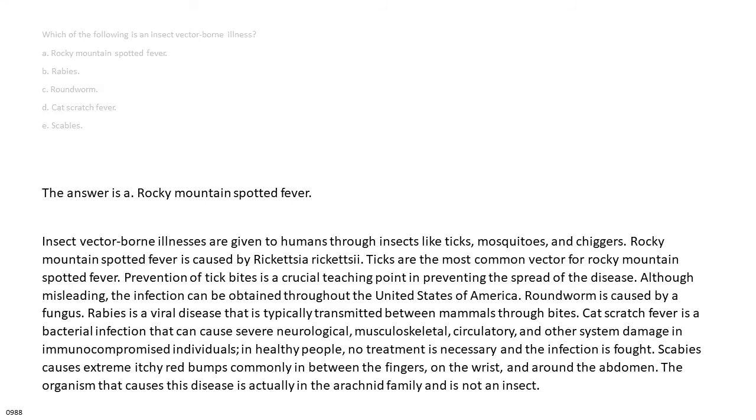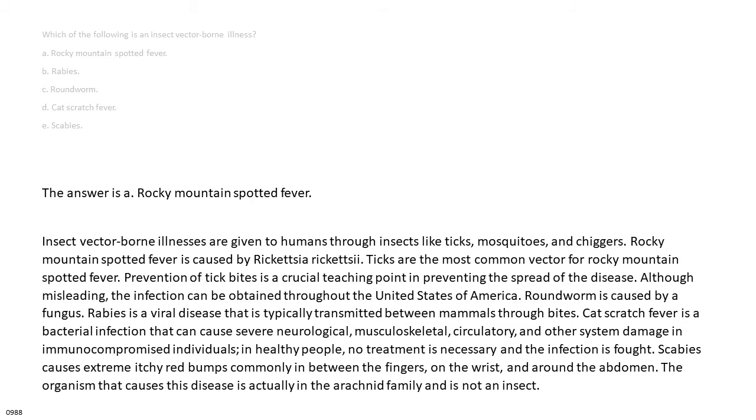The answer is A. Rocky Mountain spotted fever. Insect vector-borne illnesses are given to humans through insects like ticks, mosquitoes, and chiggers. Rocky Mountain spotted fever is caused by Rickettsia rickettsii. Ticks are the most common vector for Rocky Mountain spotted fever. Prevention of tick bites is a crucial teaching point in preventing the spread of the disease. Although misleading, the infection can be obtained throughout the United States of America.